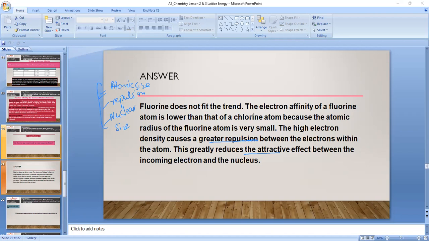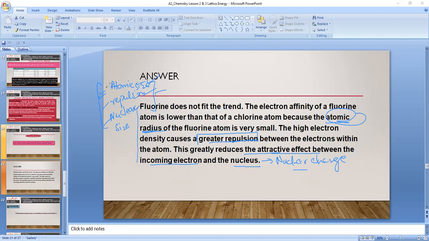The electron affinity of a fluorine atom is lower than that of chlorine because of atomic radius, first of all. Note it down, the atomic radius of fluorine is small. Then they said the high electron density causes greater repulsion, second point, between the electrons, and this greatly reduces the attractive effect between the incoming electron and the nucleus. So basically they are talking about nuclear charge. So you can see in the paragraph they said all three factors. So in this way you will explain.